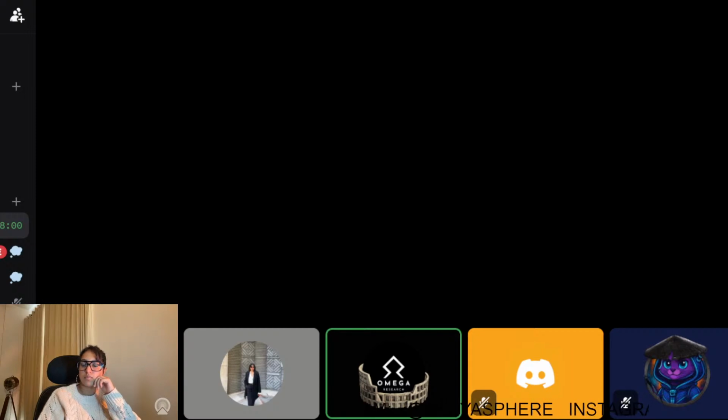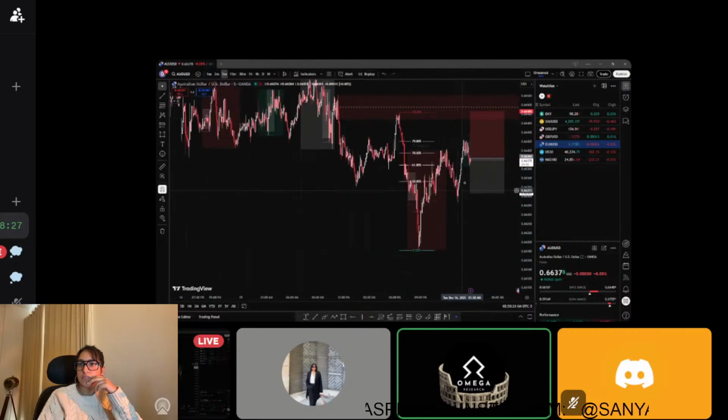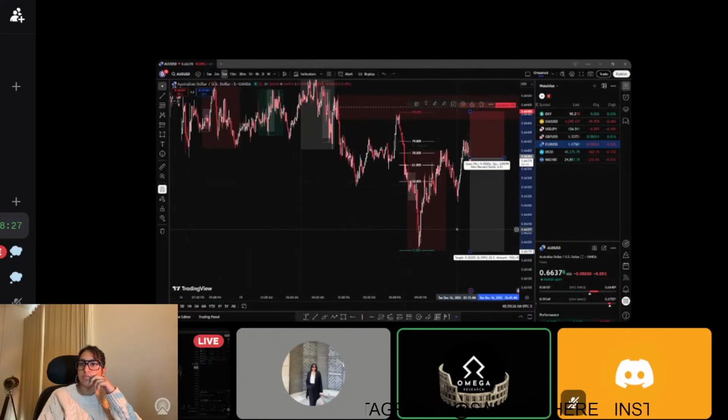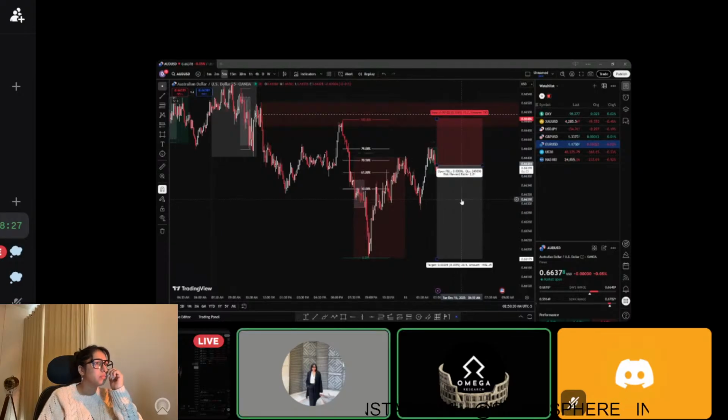So let me plot somewhere around here. But the stops are a bit high, that is why I'm not sure. Though it will go down, the stops are a bit high. 1 is to 2 is a good risk to reward.